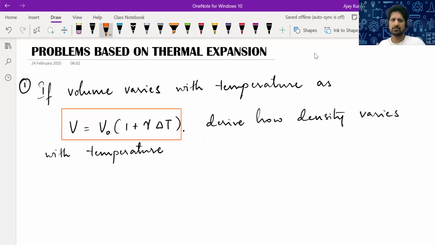Initial density is mass by volume. So, density before the temperature change will be mass by original volume. Density after temperature change will be mass by final volume. And I want you to relate final density to initial density. In that process, mass will get cancelled. Okay. Try this, both of you. I'll give you 2 minutes.